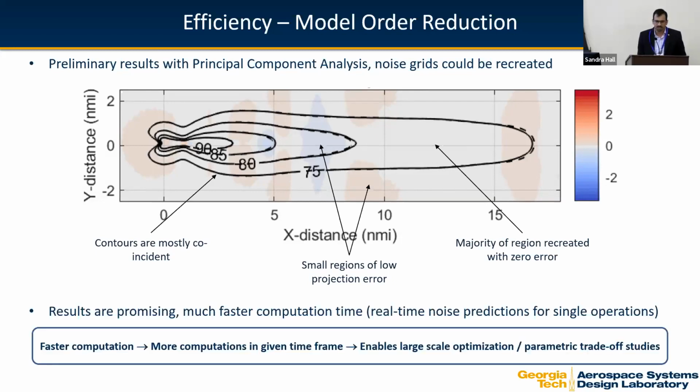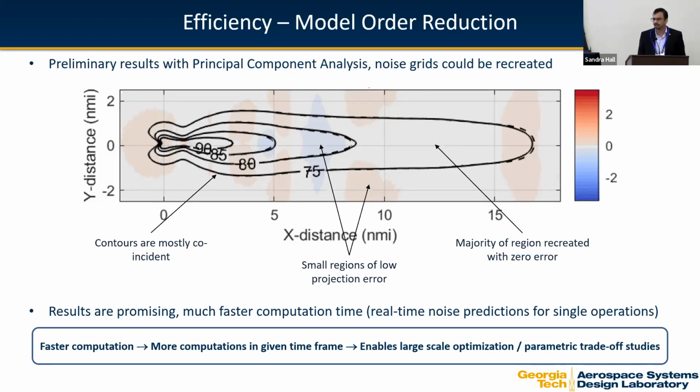And the big advantage is that this is a very fast computational technique. We are reducing the number of quantities by almost 1,000. So as you can see, we have real-time predictions for single operations. The speed itself is impressive, but what's more impressive is what you can do with it. Because it's a lot faster computation, if you have a given amount of time to do something in, you can do a lot more computations and evaluate a lot more scenarios.